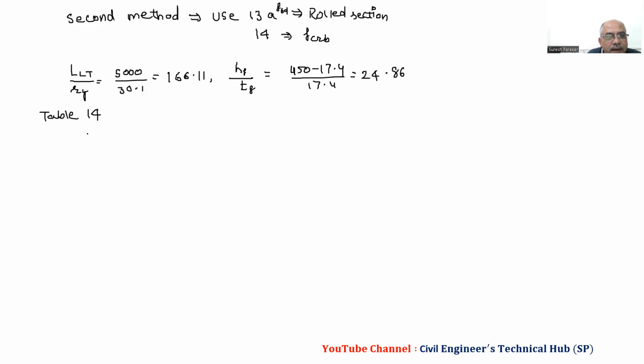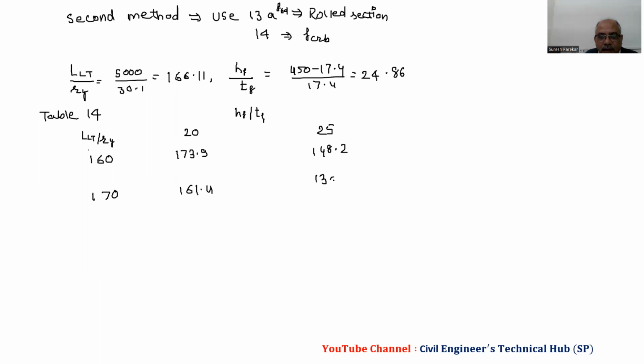And in this table 14, we have LLT upon RY, and then we have HF upon TF. Now LLT upon RY, we have 160, and then we have 170. Now HF upon TF, we have 20 and 25. Now for 20, we have this value 173.9, and then this value for 25 148.2, then 161.4, and second value 136.7.